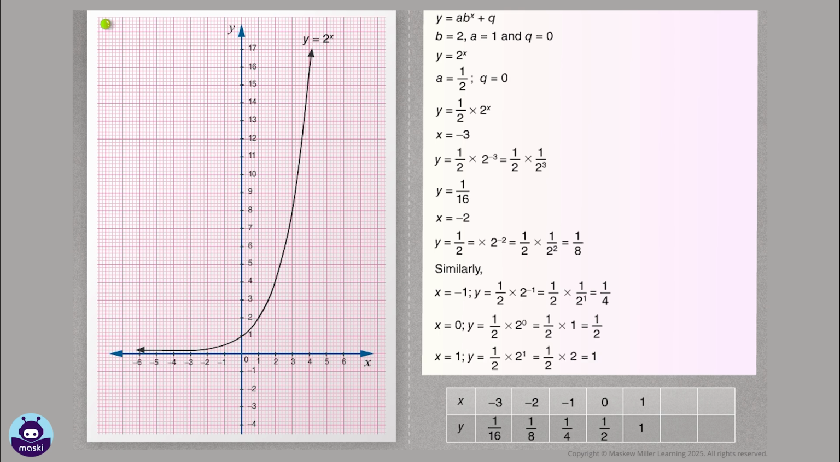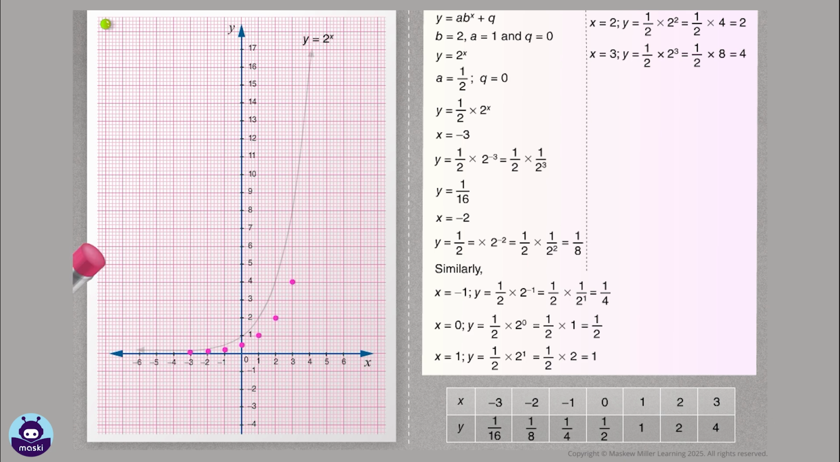X is equal to 1. Y is equal to half times 2 to the power of 1 equals half times 2 equals 1. X equals 2. Y equals half times 2 to the power of 2 is equal to half times 4 equals 2. X is equal to 3. Y is equal to half times 2 to the power of 3 equals half times 8 equals 4. Let us plot the points on the same set of axes. We join the points with a smooth curve. Observe that the graph of y is equal to half times 2 to the power of x is less steep than the graph of y is equal to 2 to the power of x.